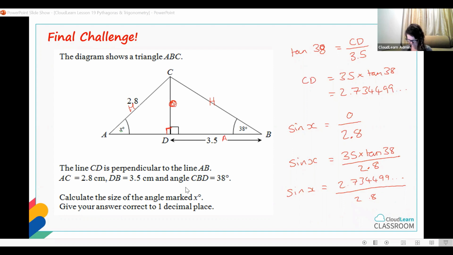X equals 77.582, and then the question asked me to round it to one decimal place. So 77.6 degrees. Okay. All right.